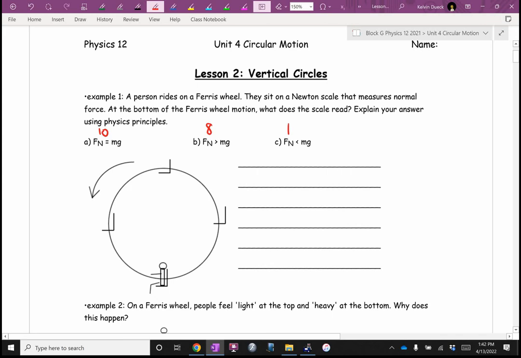You know what this is a good job for? Free body diagram. At the bottom of the Ferris wheel, what are the forces acting on this person? Get the obvious one. Everybody draw it in. Good old mg.